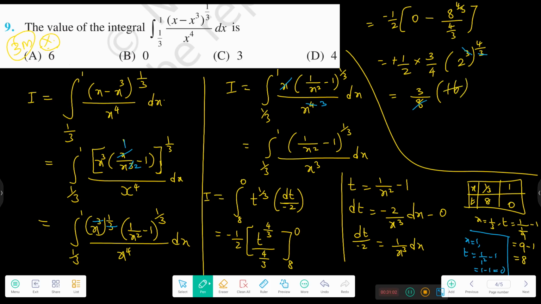So that 1 time how many times? 2 times. How many times? 2 times this will be. So that 3 2s are what? 6 is my required answer. Option A.